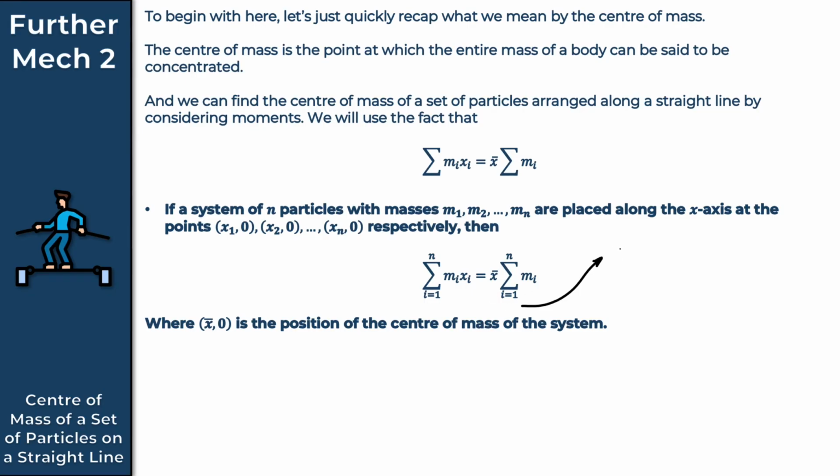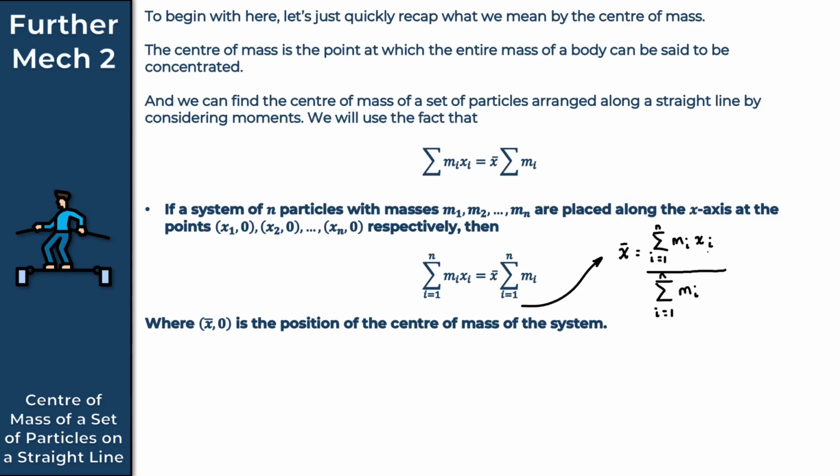So what do we actually get here? x bar is equal to, and essentially all I do is divide both sides by this summation. So what we get is the summation of mi xi from i equals 1 to n, and that's all over the summation of mi from i equals 1 to n.